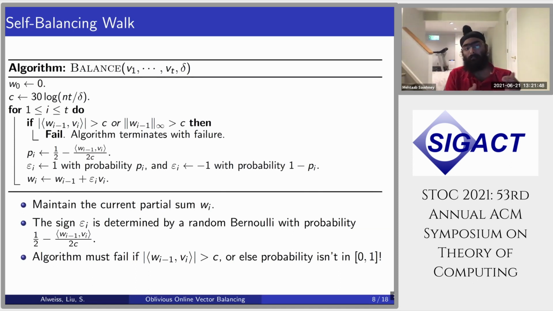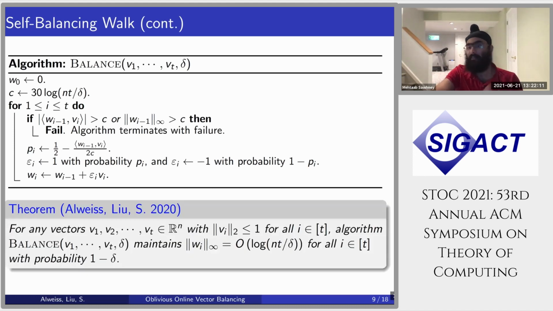Furthermore, let's explain where this negative sign is coming from. Well, if your current partial sum is in some direction and you get a vector which is very aligned with it, you sort of don't want to go in that direction, because adding that vector to your current partial sum sort of increases the length. So you want to sort of go in the opposite direction with as high a probability as you can. And that's why there's a minus sign. And the main theorem is that this works. So with probability 1 minus delta, this maintains a discrepancy of log nt over delta.